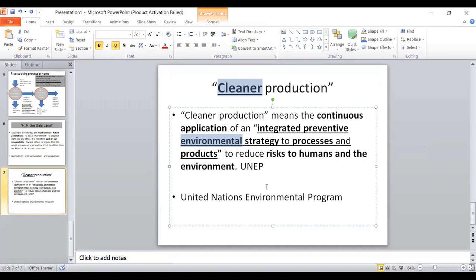So, environmentally friendly production. The environment includes humans, so you cannot safeguard only the environment; you have to safeguard humans in production as well. We will understand this more and more. Don't worry.